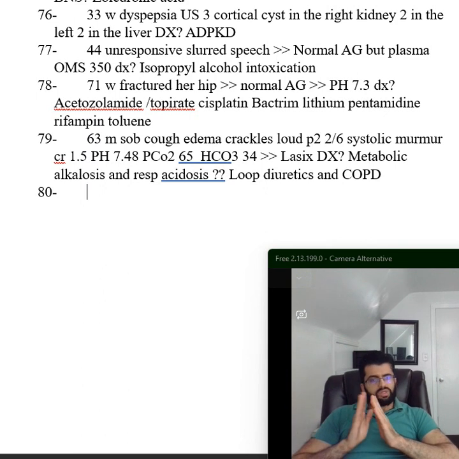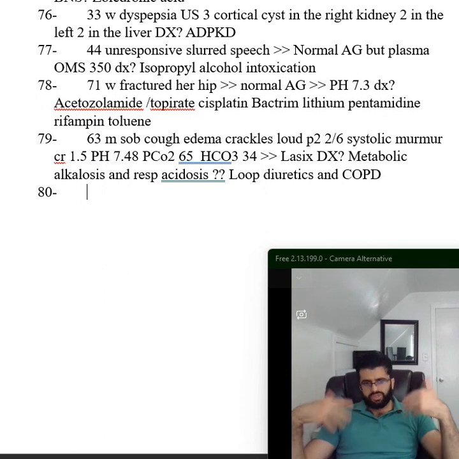But the metabolic compensation is always slower than the respiratory compensation. Respiratory compensation is faster. The lung can help the kidney faster, but the kidney takes time to help the lung.